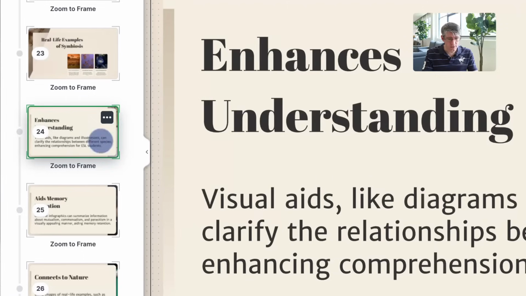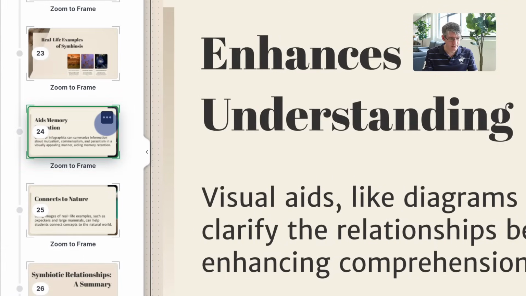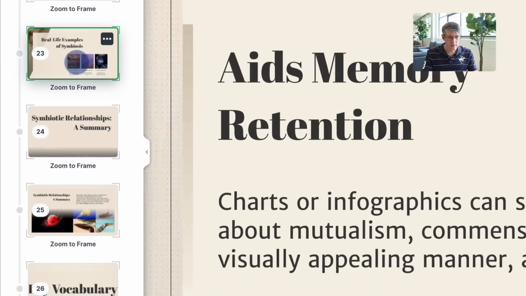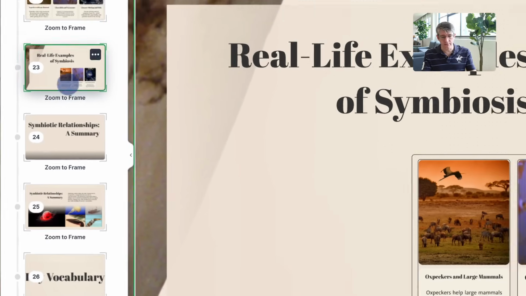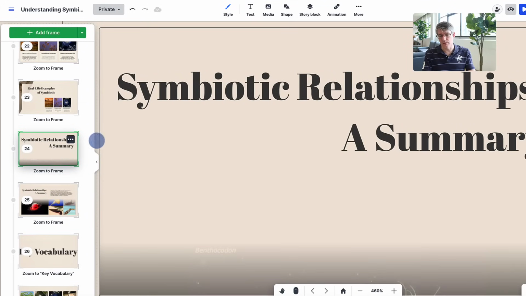Here we can see another one. We do not need that in our timeline. Let's remove that. Let's remove this one from our timeline and let's remove this frame as well. That means that we now go from our real life examples straight to the next part, the symbiotic relationships.